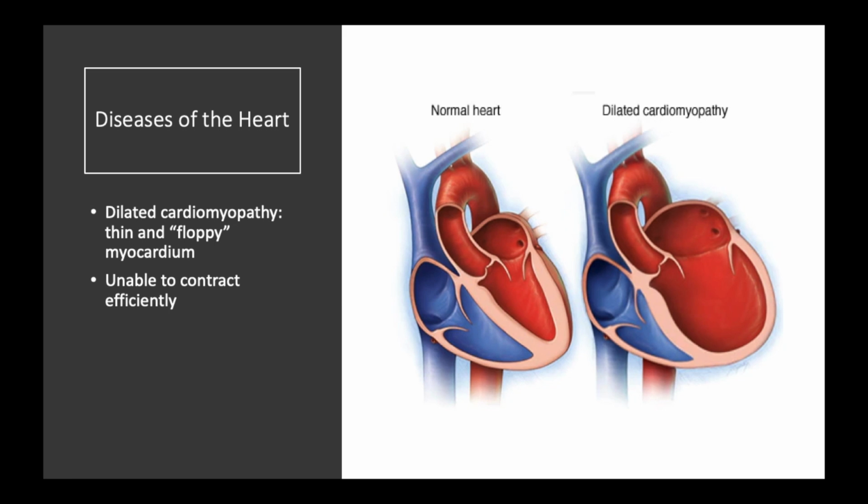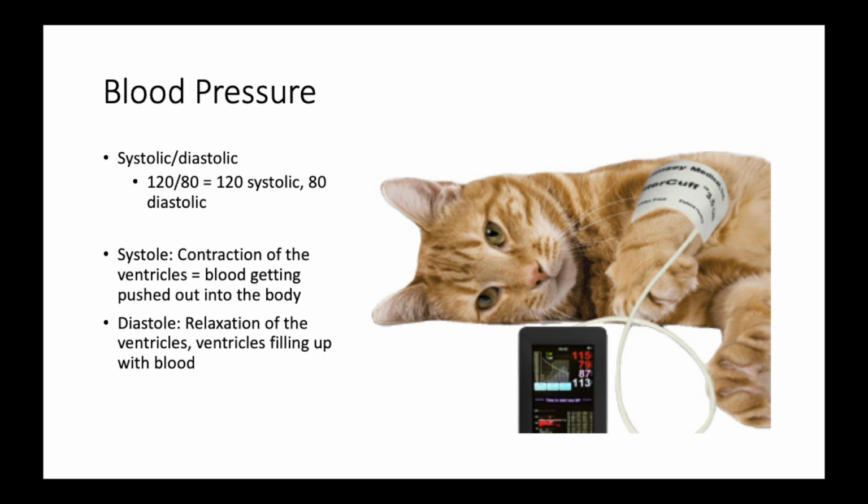Dilated cardiomyopathy results in a thin and floppy myocardium. In this case, there's tons of room for blood, but the heart is unable to contract fully and efficiently. So again, we've got a normal ventricular space, normal myocardium, and then we have dilated cardiomyopathy, where the myocardium gets thinned out and floppy, and those valves can no longer close effectively, and the heart can no longer contract effectively.